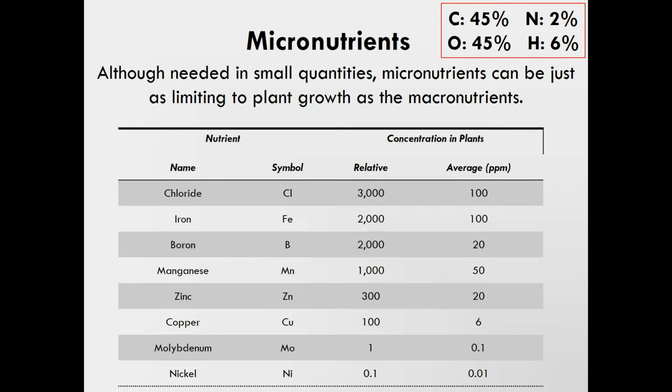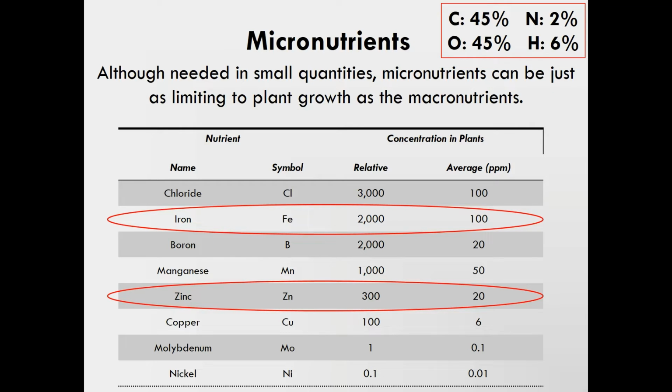So this figure here shows you all the micronutrients that are necessary for plant growth. There's 8 of them, right? And although these micronutrients are needed in small quantities within the plant, they can easily be just as limiting to plant growth as the macronutrients. So if we focus on iron and zinc, for example, they are highlighted here with these 2 red circles. And if you look at the very last column, the average concentration of iron and zinc within plants is 100 and 20 parts per million, respectively.